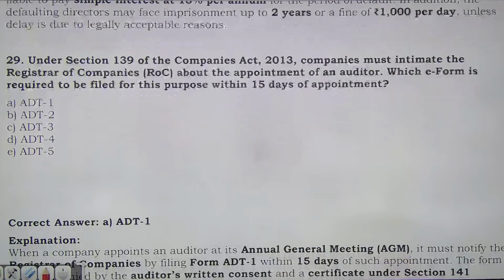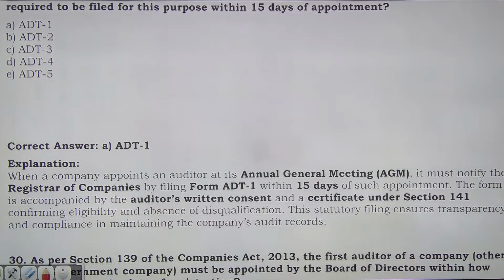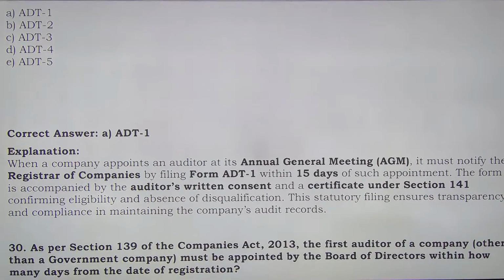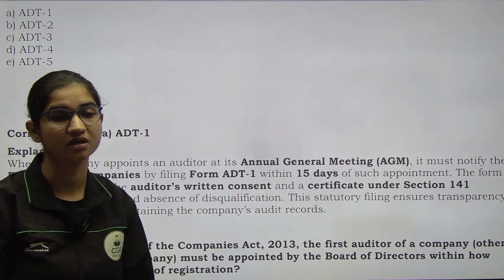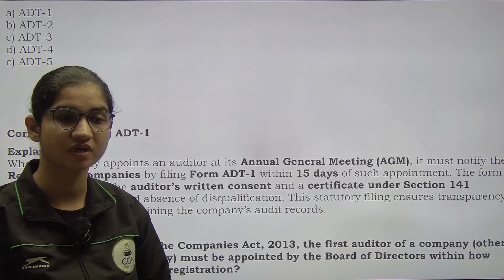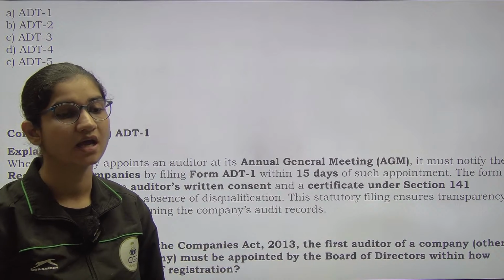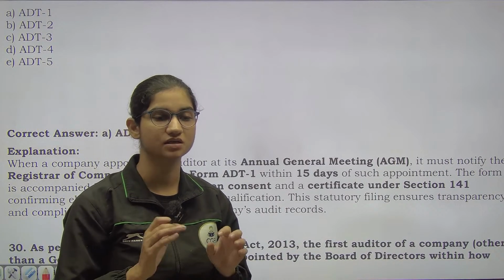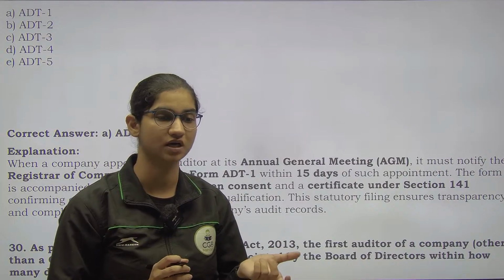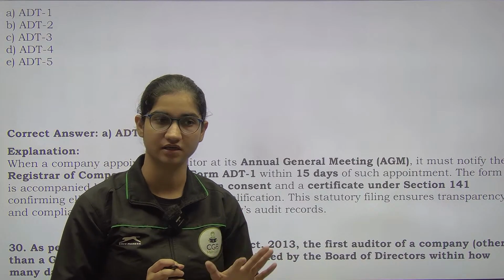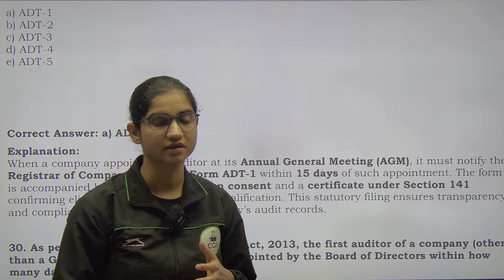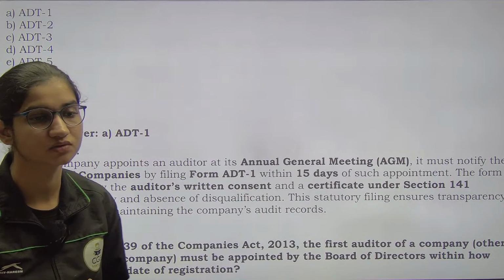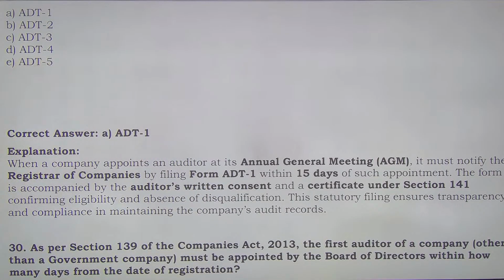Now moving forward to the next question. In this question you have to remember which form number it was. Also remember the days, that in 15 days it has to be informed to the ROC. As I have told you earlier also, generally for most of the things that have to be informed to the ROC the time period is 30 days. But for the appointment of auditor it is 15 days. Okay, so please don't get confused. Please try to remember it.